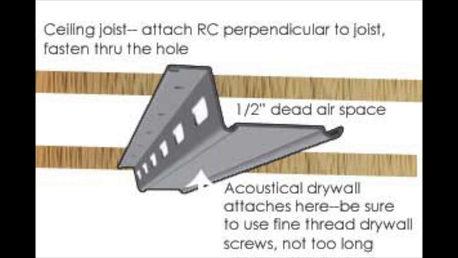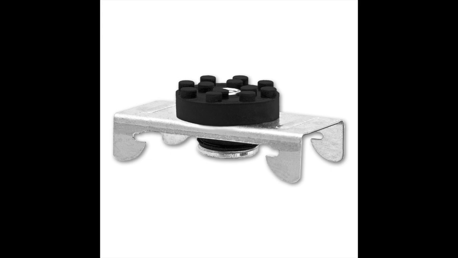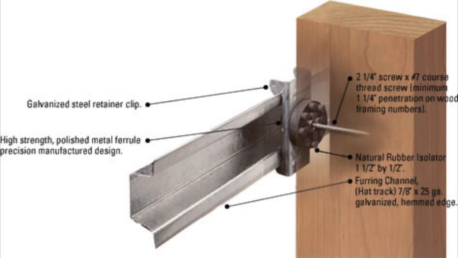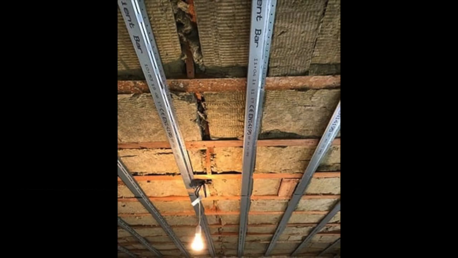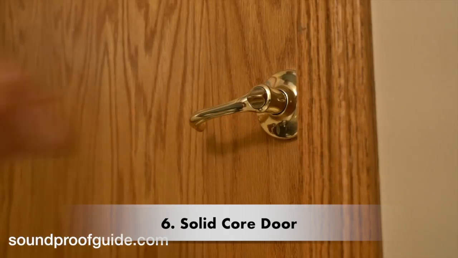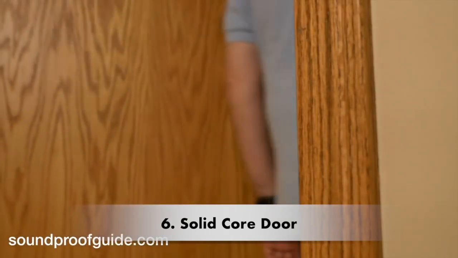All you need are resilient sound isolation clips to attach the metal channel. You can buy a pack of 10 clips for roughly $70, while the metal channel will cost you around $10 each. You can save when buying in bulk with a case of 32 8-foot channels for about $170.